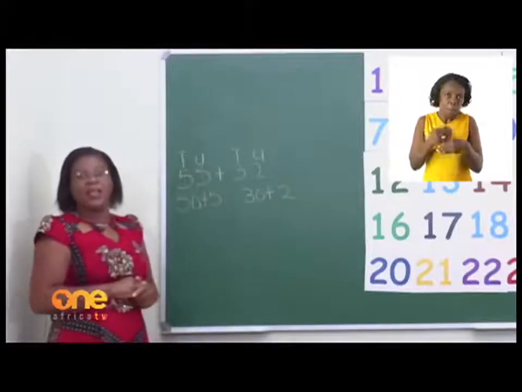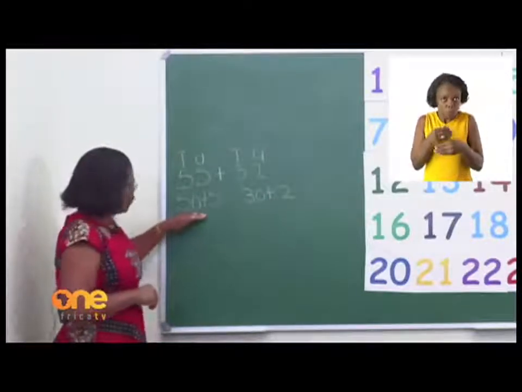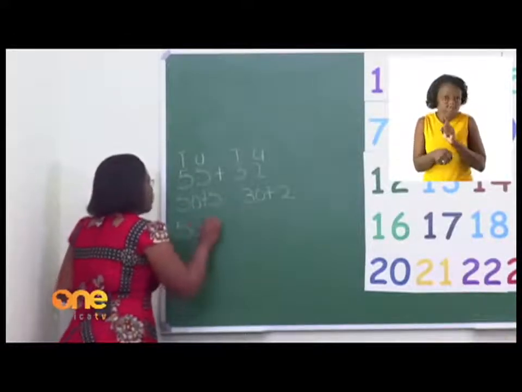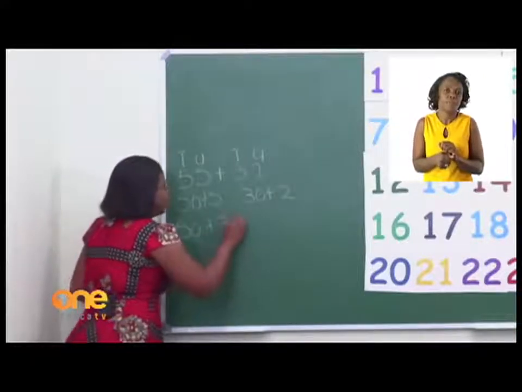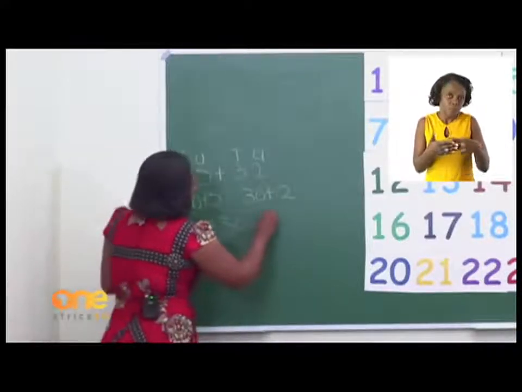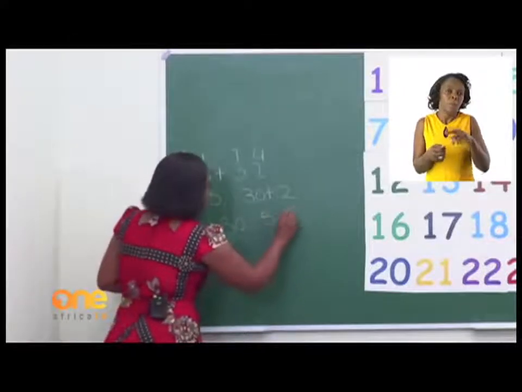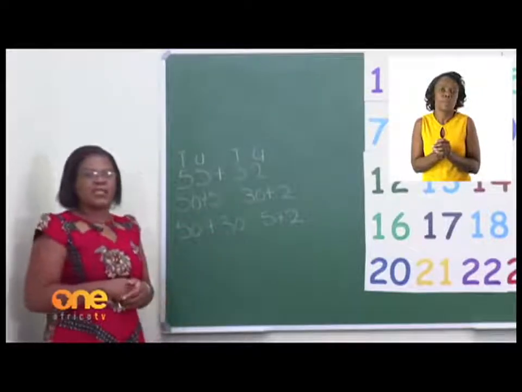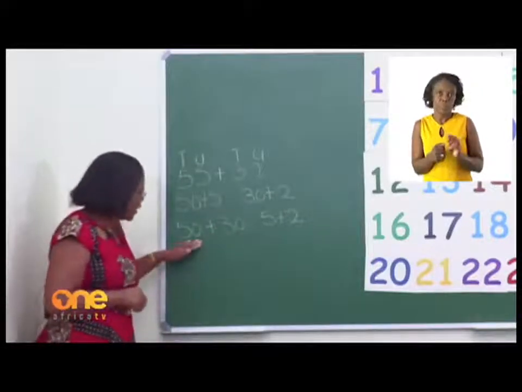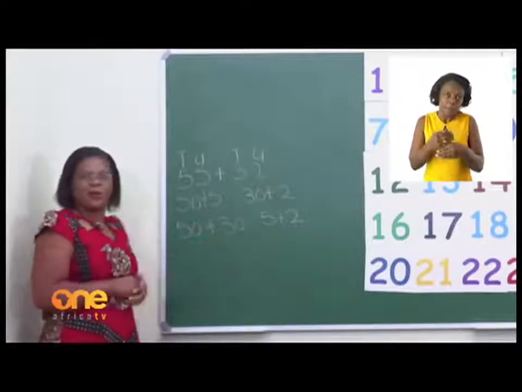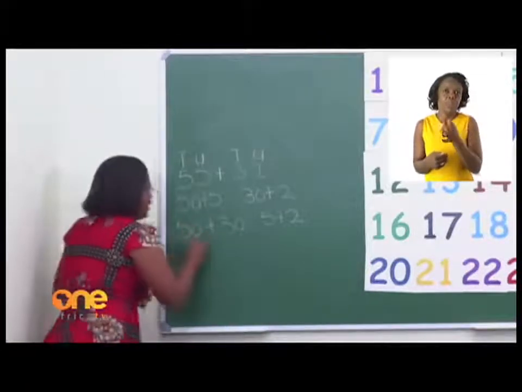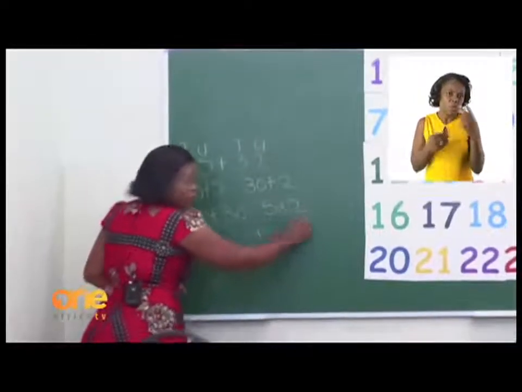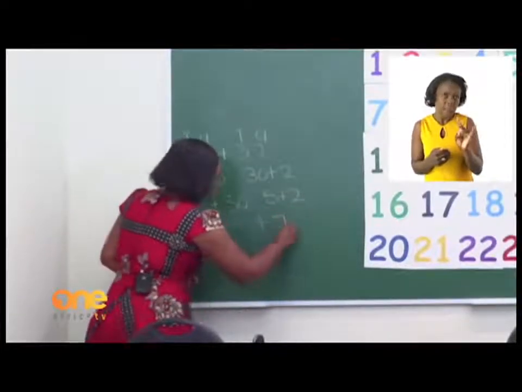Now we add together the tens first. So we add 50 and 30 first. Then we are going to add 5 and 2. Now this will be very easy for us to get to the final answer. 50 plus 30, what will be the answer? It will be 80. And then 5 plus 2. These are units, remember? So that is 7.